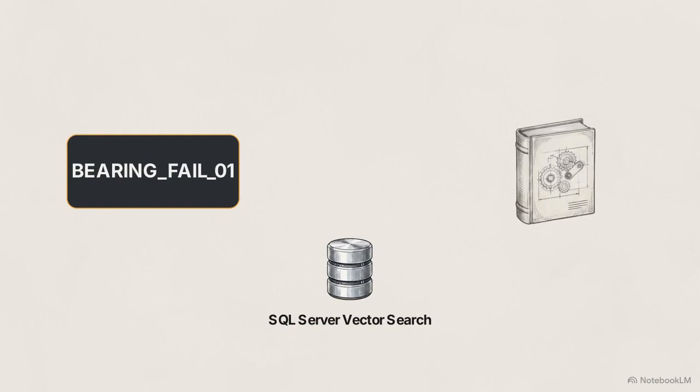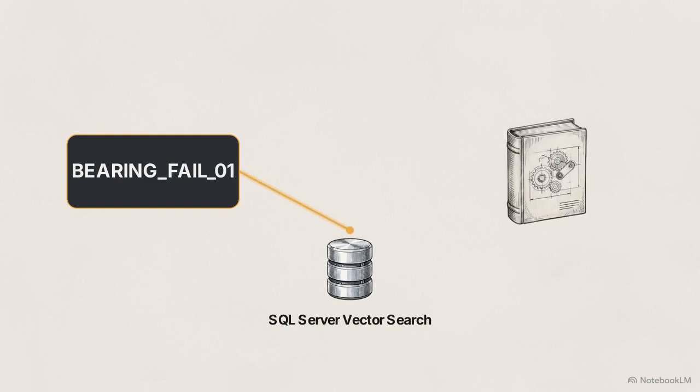Inside the context node, the system leverages entity-aware retrieval-augmented generation. Utilizing SQL Server's vector capabilities, it structurally maps the failure by matching an active anomaly code directly to the exact procedural paragraph in the manufacturer's manual.